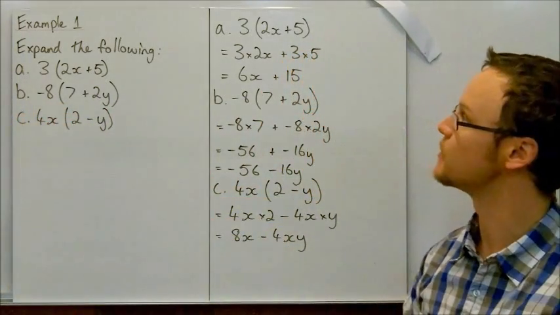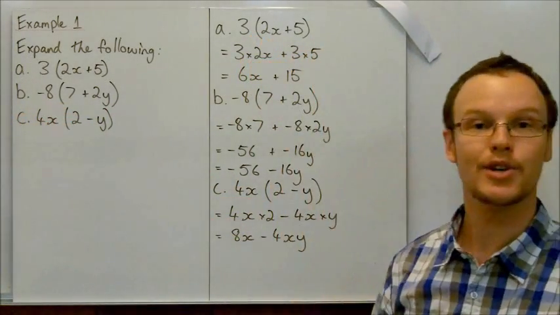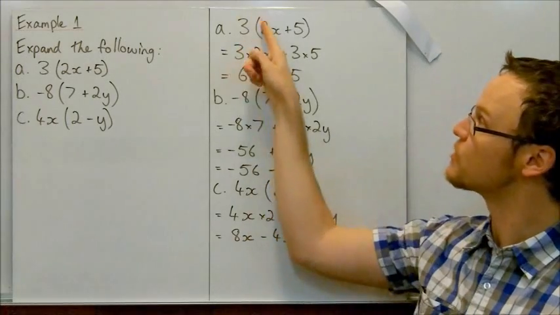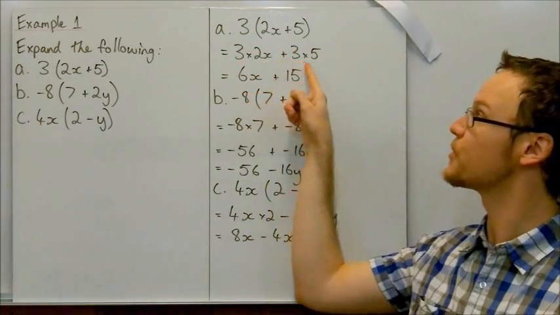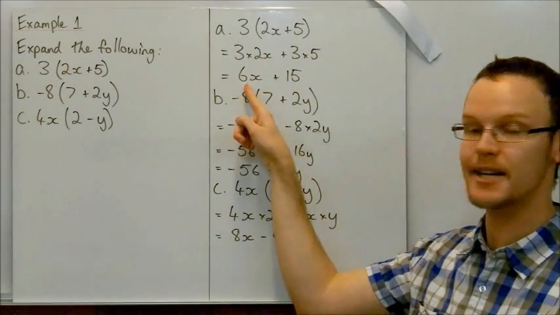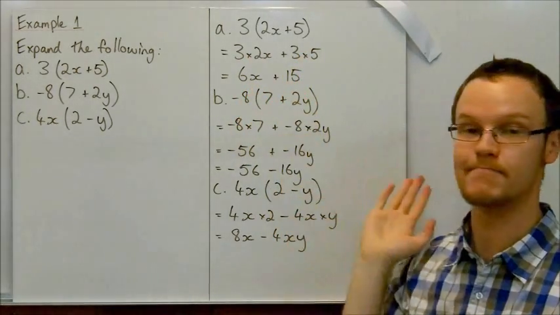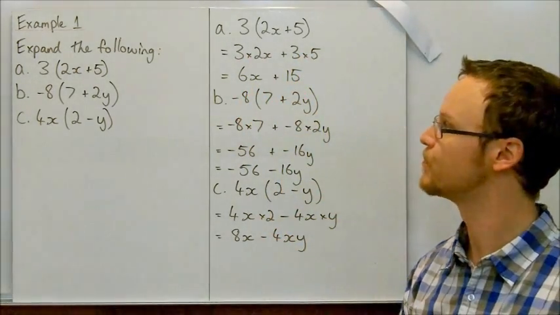Let's have a look at some examples. Expanding 3 times 2x plus 5, we distribute the 3 with the 2x and the 5 and we get 3 times 2x plus 3 times 5. 3 times 2x is 6x, 3 times 5 is 15. Not like terms, we can't add them.